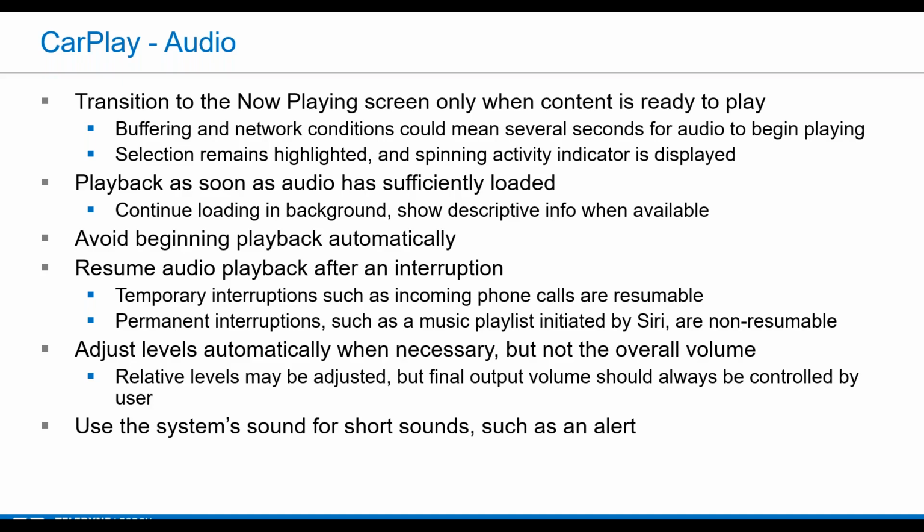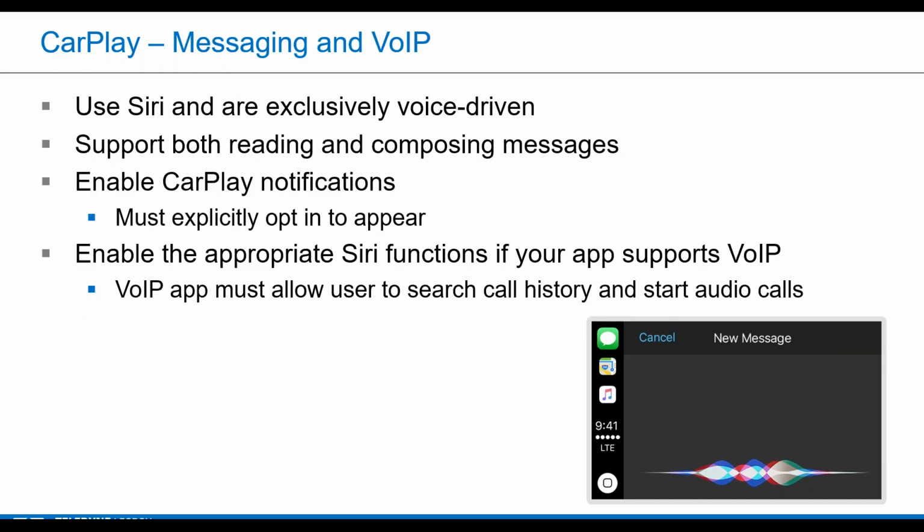So you can have different parts of the audio change in volume relatively, but the overall volume shouldn't be adjusted. And the car kit itself should be used for short sounds such as alerts rather than them coming through the phone. So that's looking at audio, and then next moving on to messaging and VoIP recommendations.